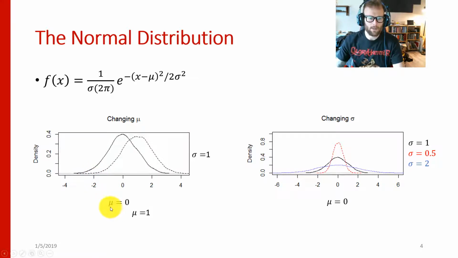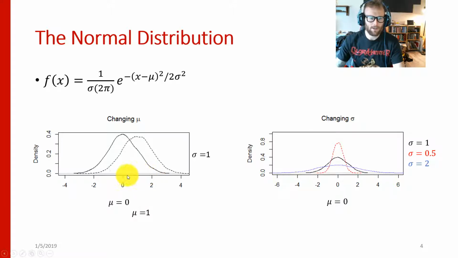If we change the value of mu and we go from 0 to 1, so we're going from the solid line to the dashed line, you can see that now this distribution is centered on 1. So most of its scores now are actually between 0 and 2, because we go -1 standard deviation to the left, +1 standard deviation to the right.